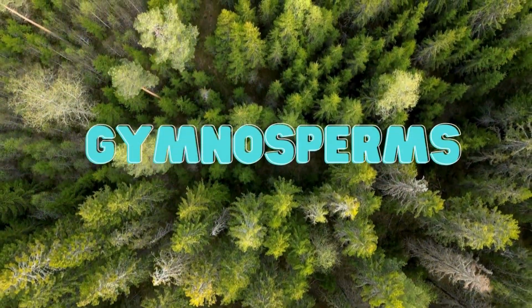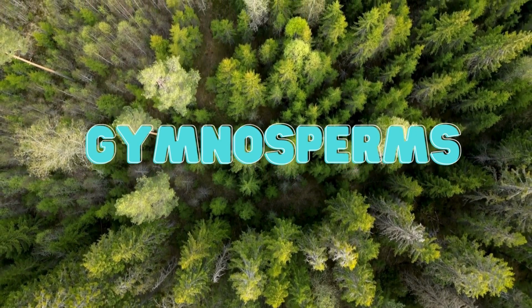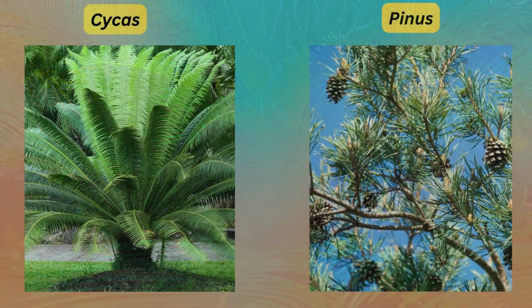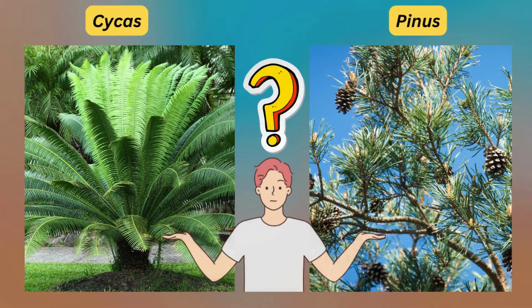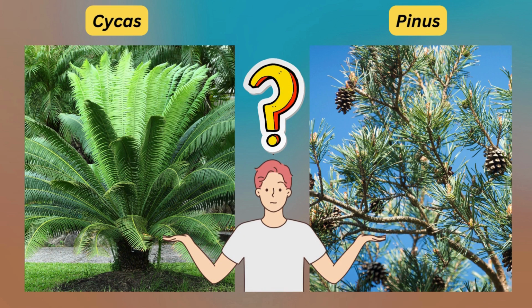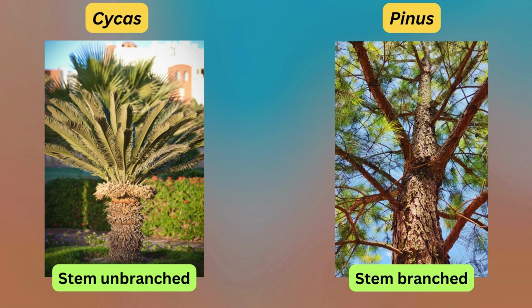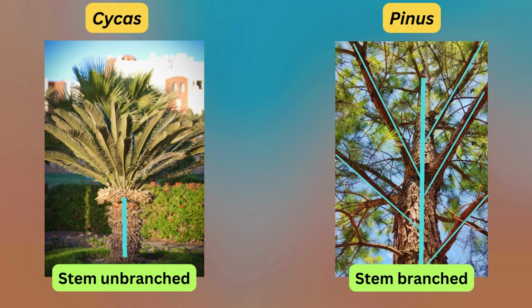In today's video, we'll talk about the gymnosperm. So from gymnosperm in your syllabus, only Pinus and Cycas have been covered. So first we'll talk about the difference between these two plants. First difference is that in Cycas the stem is unbranched and in case of Pinus the stem is branched.